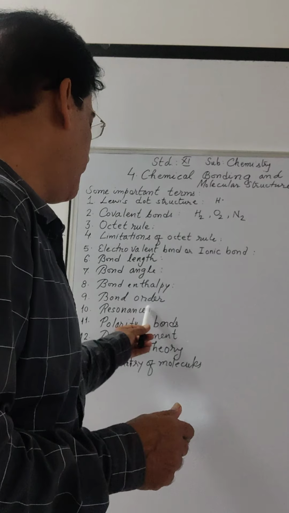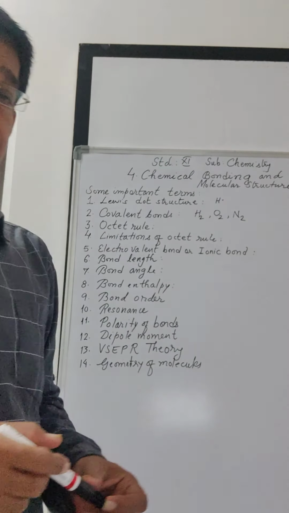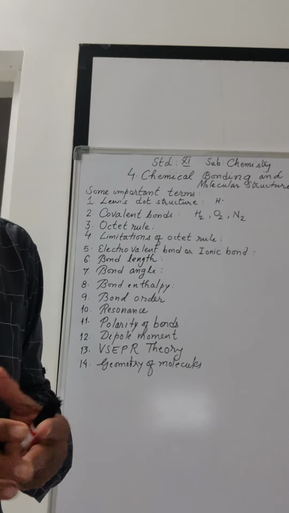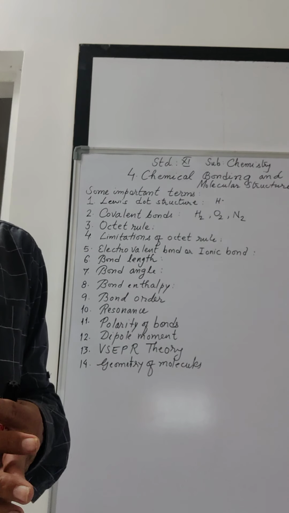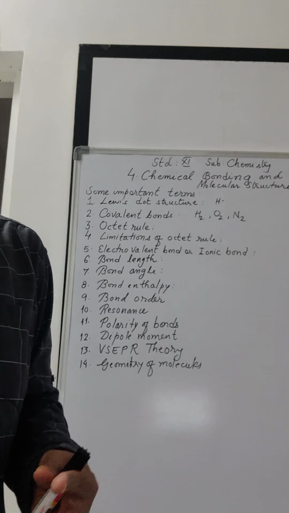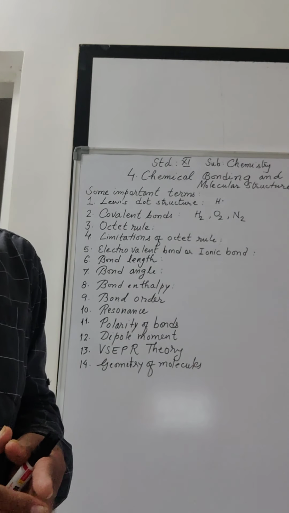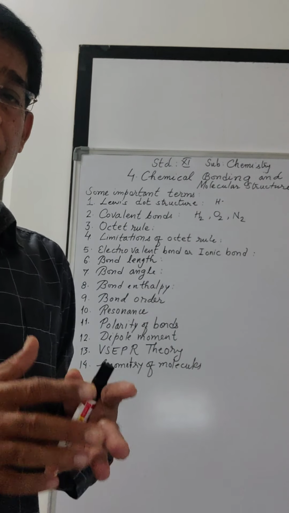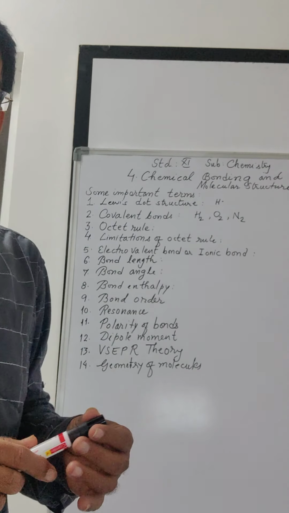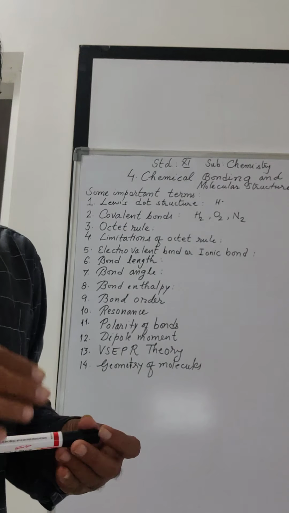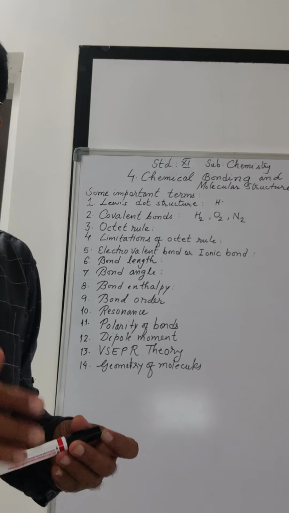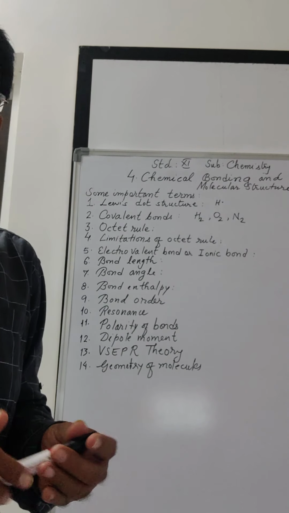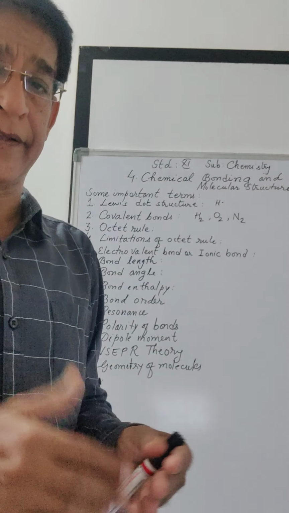Now, bond order. The bond order is given by the number of bonds between the two atoms in a molecule. For example, the bond order of O2 is 2. With increase in bond order, bond enthalpy increases and bond length decreases.